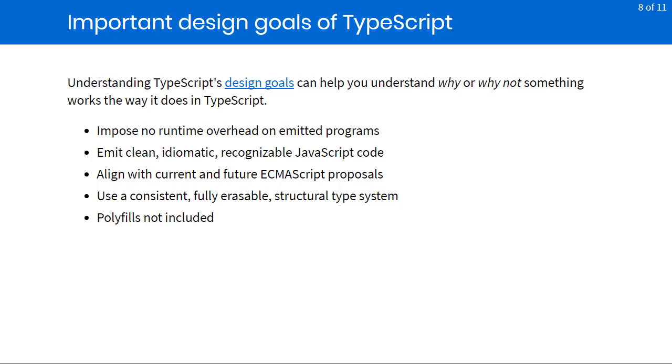When TypeScript code is converted into JavaScript code, it should emit clean, idiomatic, and recognizable code. So a lot of other transpilers generate code that's perfectly valid JavaScript, but it requires a machine to read it. Well, TypeScript has the goal that if you have to get into the JavaScript and understand what's going on, it is going to be at least possible for you to understand the JavaScript code that gets generated.